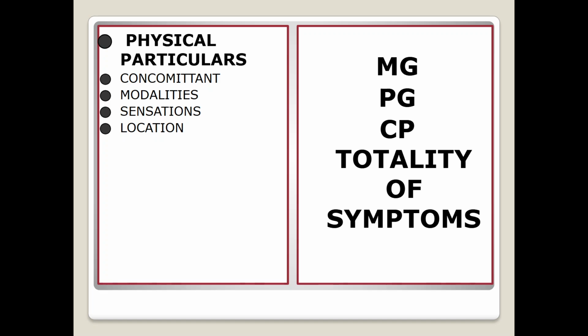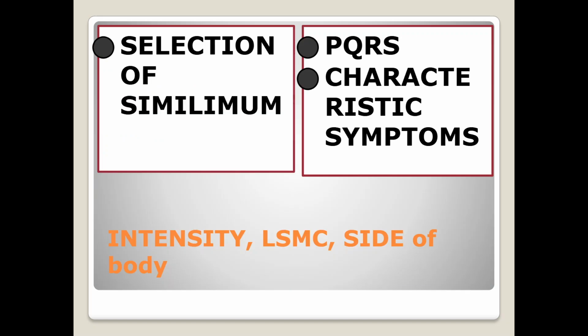So this is how we form the totality of symptoms after doing analysis and evaluation. So selection of simillimum will be based on PQRS symptoms, that is peculiar, queer, rare and strange. They are the characteristic symptoms. Always we also consider intensity of symptoms, LSMC, that is location, sensation, modality, concomitant, and sides of body, for considering the remedy, that is nothing but our homeopathic simillimum.